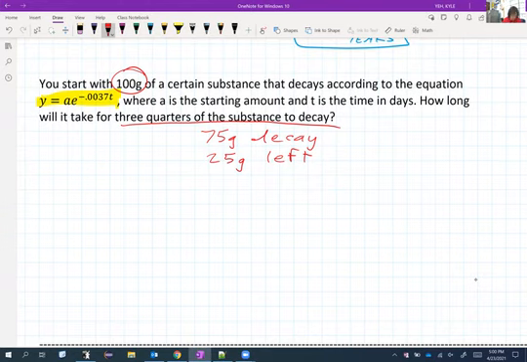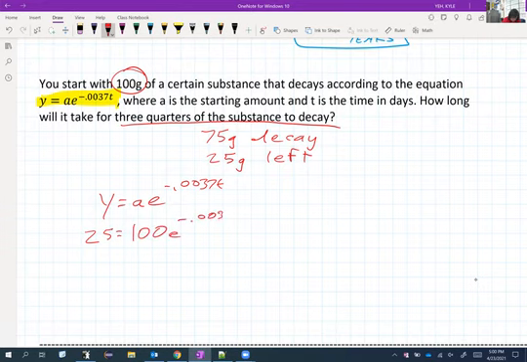So y equals a e to the negative 0.0037t. y is how much I have left at any given time. So I'm going to say 25. a is my starting amount, 100. e to the negative 0.0037t. At this point, I would like you to pause and work it out. I am going to pause and work it out. We'll compare our answers at the end, but I want to know how many days, what is the value of t? How many days will it take for 3/4 of this substance to decay?